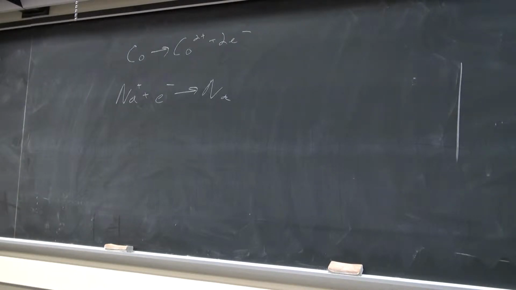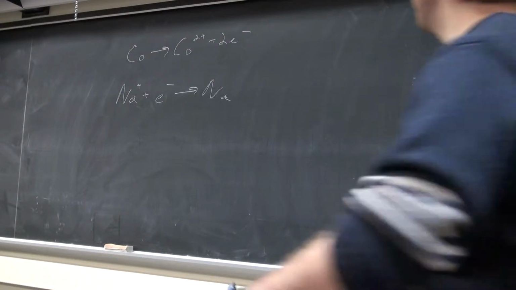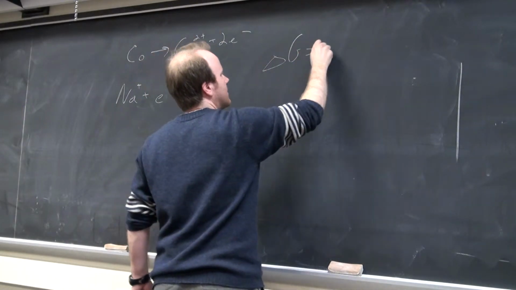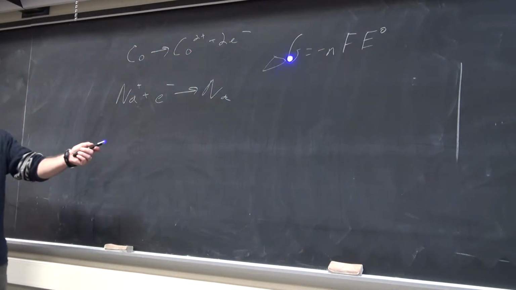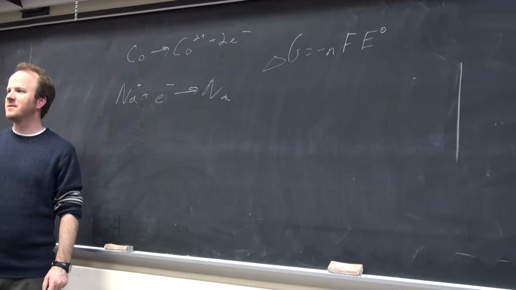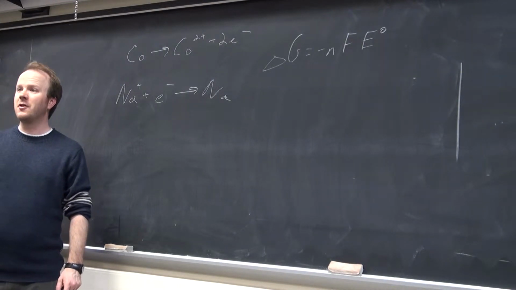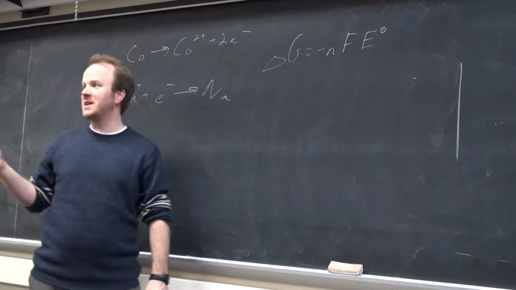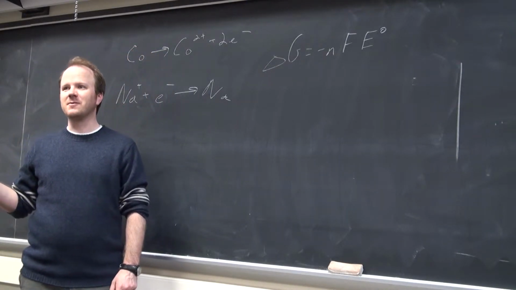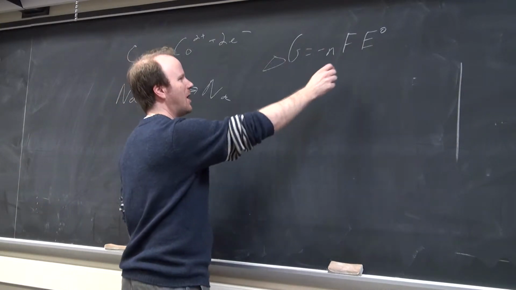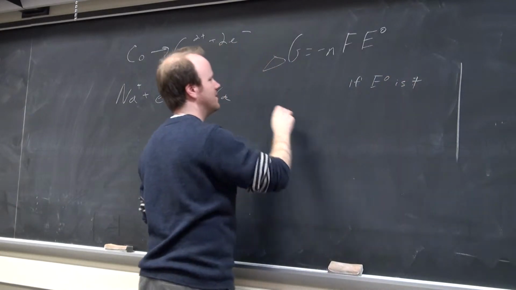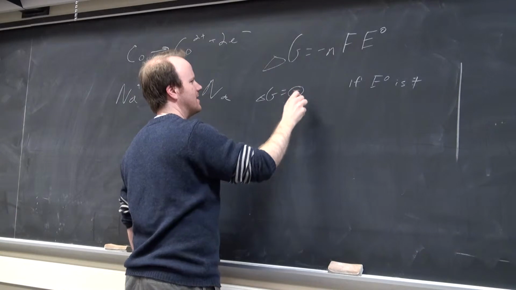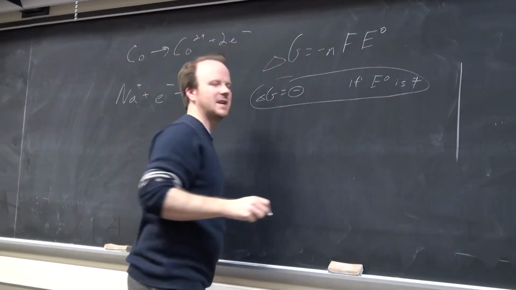We know that, well, we don't need to look it up. If delta G is positive, what do we know? Then delta E is negative, and is that reaction thermodynamically favorable? No. If E0 is positive, delta G is negative. So this one is thermodynamically favorable.